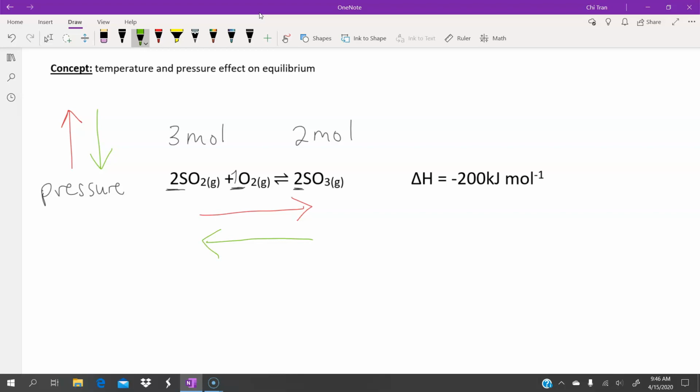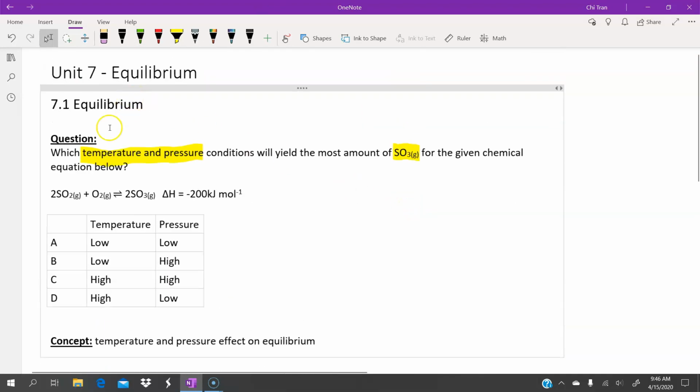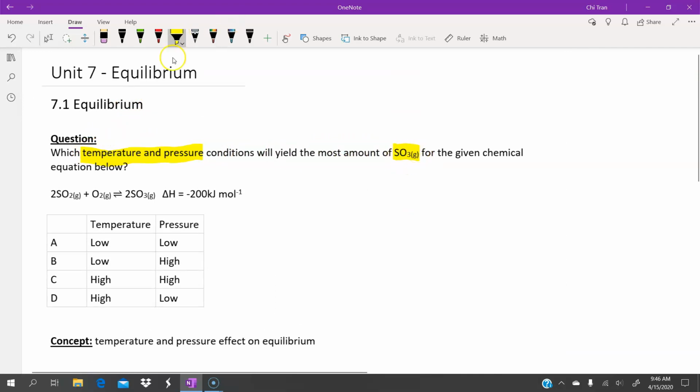So going back to the question, it asks us about temperature and pressure, which will yield the most SO3, which is the product side, right here. And so we know that it's an exothermic reaction, and heat is a product. So to achieve more product, we need to decrease heat so that the equilibrium will shift to the right.